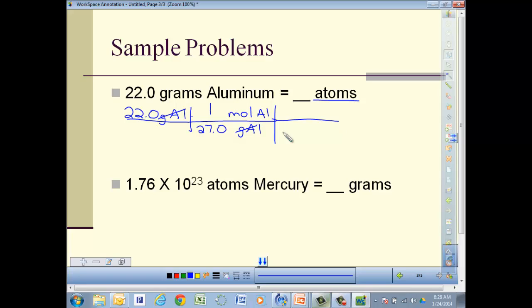So I'm going to make one more railroad track. This time I'm going to put moles of aluminum there, and I'm going to put atoms of aluminum there. Again, the mole gets the 1. We go ahead and fill in Avogadro's constant, 6.02 times 10 to the 23rd. And when I go ahead and cancel out my moles, I'm going to take 22 grams, I'm going to multiply it by Avogadro's constant, 6.02 times 10 to the 23rd, I'm going to divide it by 27. And what I end up with for an answer is 4.91 times 10 to the 23rd atoms of aluminum.